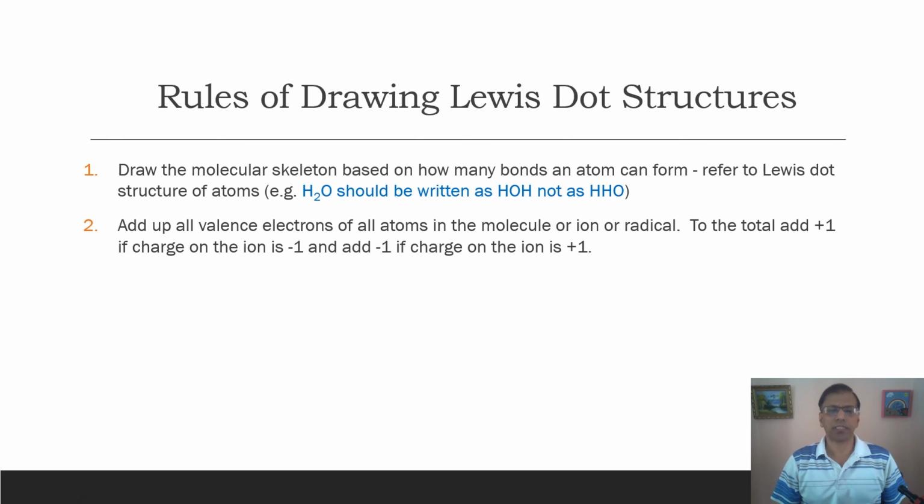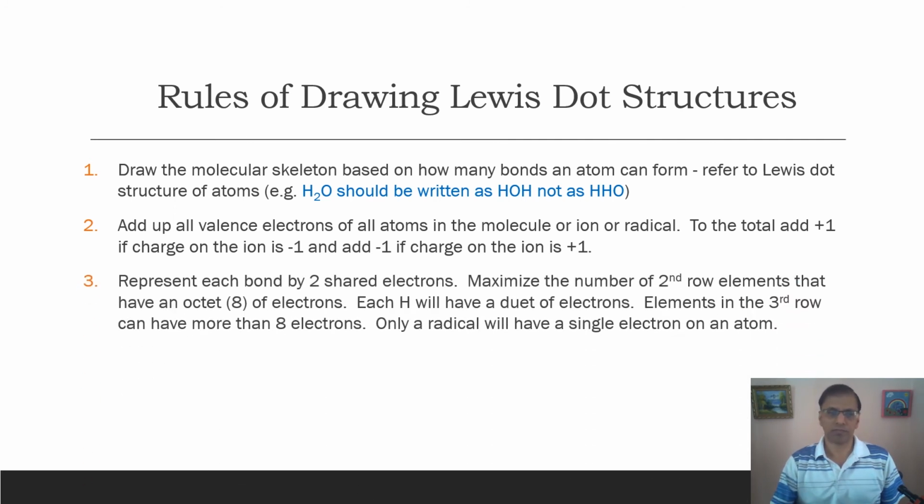The second step is to add up all the valence electrons of each and every atom in the molecule. And to this total, you add 1 if the ion has a negative charge of -1, and you subtract 1 if the charge on the ion is +1. And then each bond is equal to 2 shared electrons.